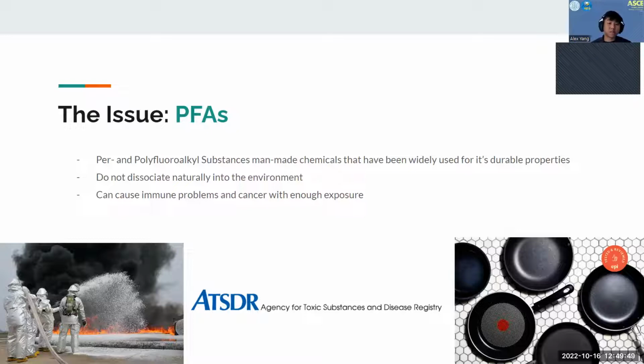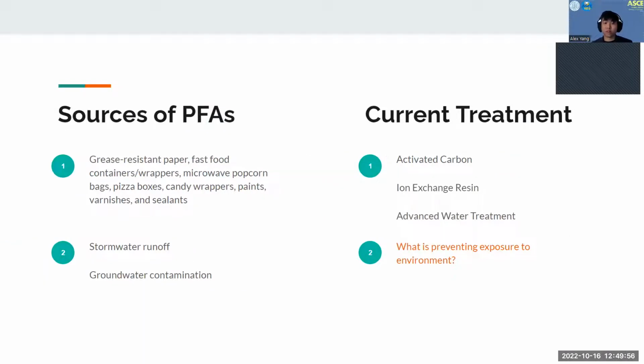Many PFAS enter the environment through wastewater discharge and storm runoff. The ASTDR states that certain items, such as grease-resistant paper, fast food containers and wrappers, microwave popcorn bags, pizza boxes, candy wrappers, paints, varnishes, and sealants, all contain PFAS. Many of us see these items on a daily basis on the ground, which can contribute to PFAS entering the environment during a storm event, where most of the storm drains directly transport the contaminated storm runoff into major bodies of water, or PFAS will be absorbed into the ground and contaminate groundwater reservoirs and the soil around it.